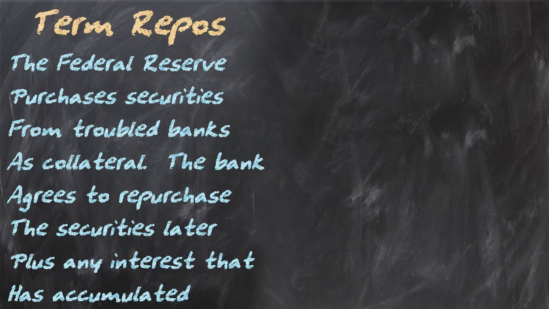Now they're only going to buy these securities to hold them as collateral. So the bank agrees to buy these securities back from the Federal Reserve later, plus any interest that has accumulated over the period of time that has passed. So it's just a basic collateral-based loan with the securities as the collateral. The only difference from open market operations is that the bank has to buy the securities back, and there's interest attached to it.